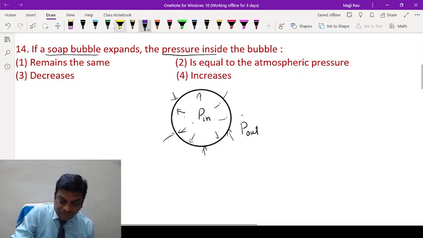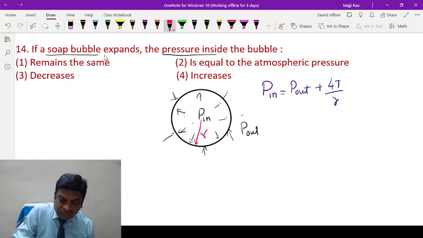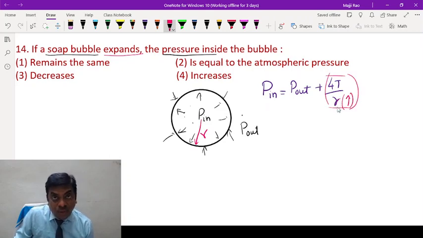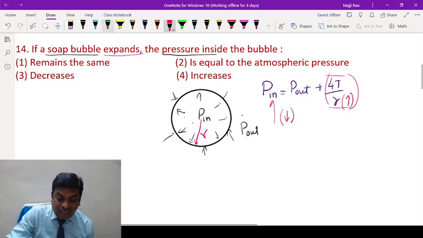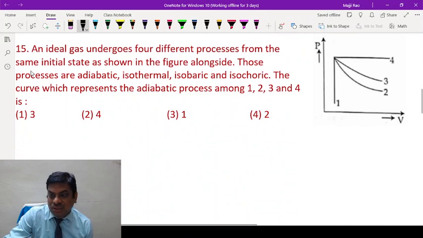Then we have inside pressure equal to outside pressure plus 4T/R, where R is the radius. Here, as per the question, the bubble is expanding, so R is increasing. If R increases, then this factor will decrease because R is in the denominator. As the denominator increases, students, a fraction reduces. So automatically P inside will reduce. I am showing it with a downward arrow, which means decreases. Then moving on to the next question, question number 15.